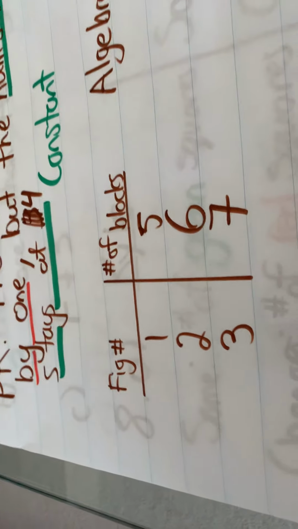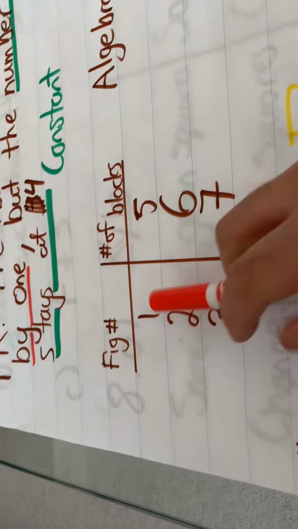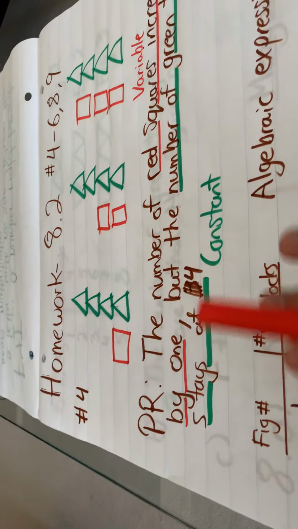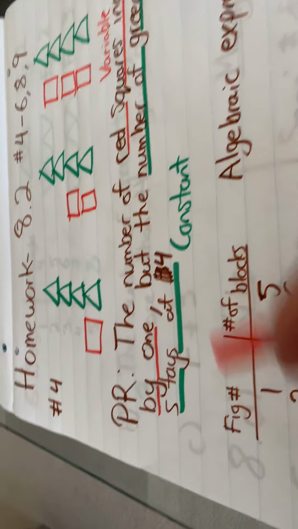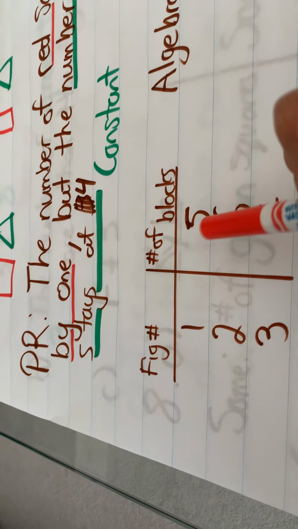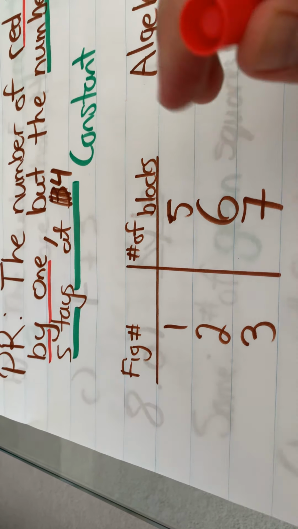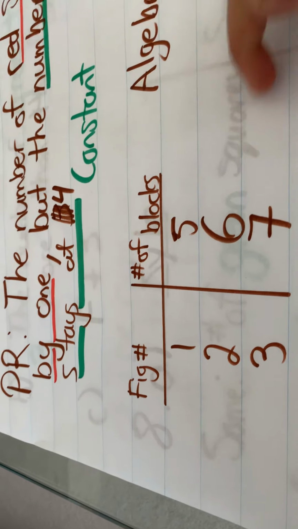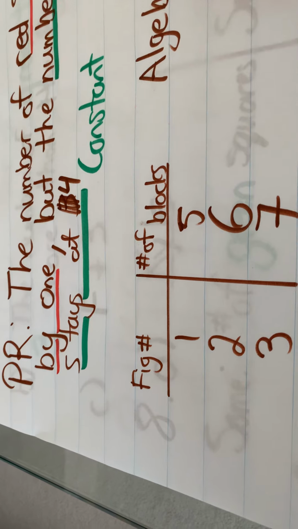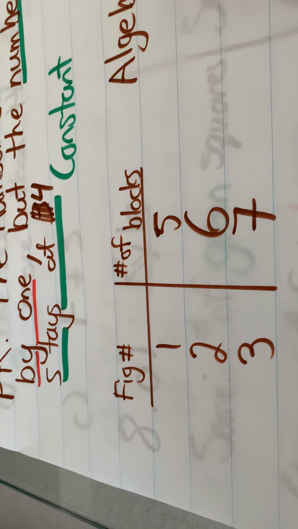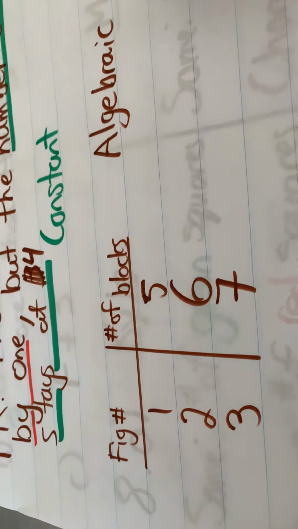So first thing I did was I created a T-chart to record, well, how many blocks are there? In the first figure, there's 5 blocks. Notice I'm not focusing on color when I do this. I'm just trying to figure out how many blocks there are. In the second figure, there's 6 blocks. And in the third figure, there's 7 blocks. So I ask myself, well, how do I get from 1 to 5? How do I get from 2 to 6? How do I get from 3 to 7?